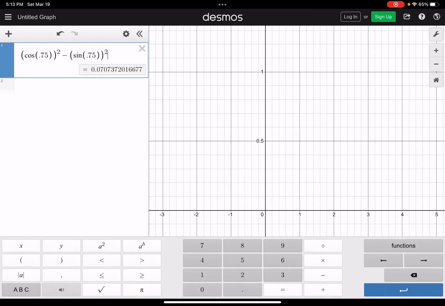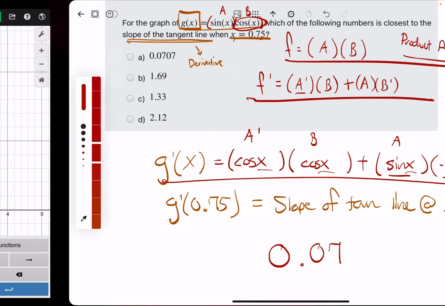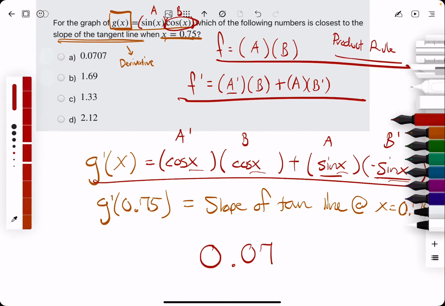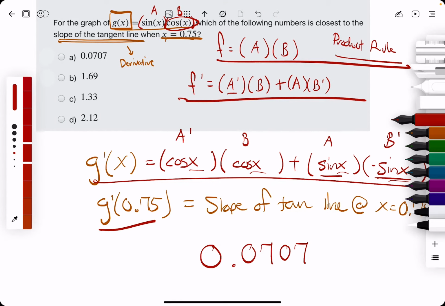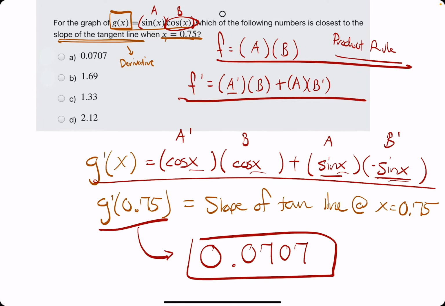So altogether we have 0.071. Or it looks like they don't even round, just 0.0707. So 0.0707 is our derivative of the function at x equals 0.75. Therefore, it is the slope of the tangent line at x equals 0.75.